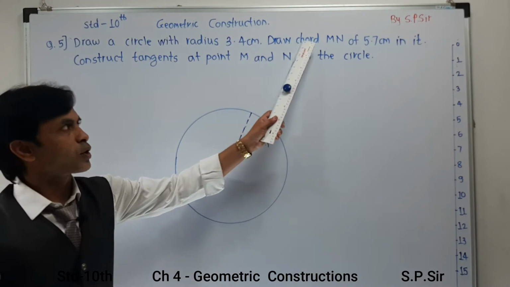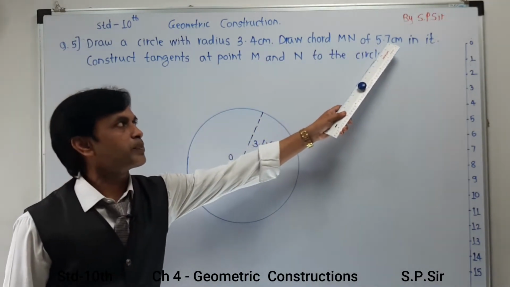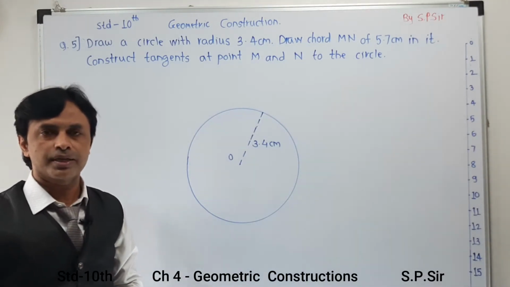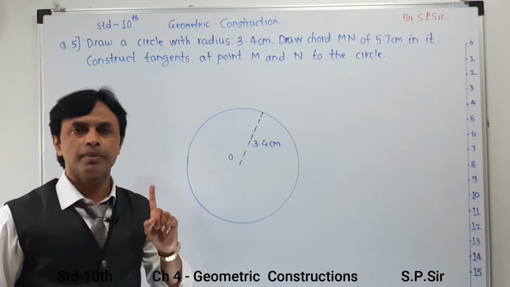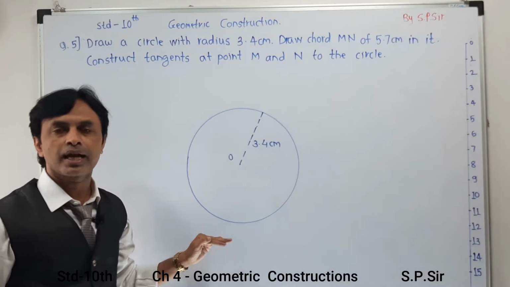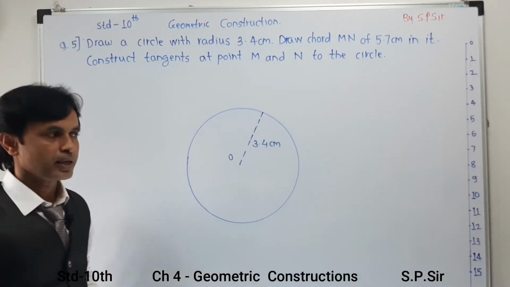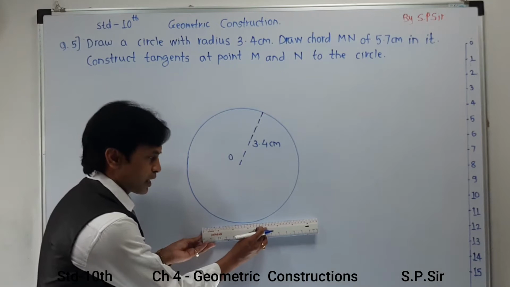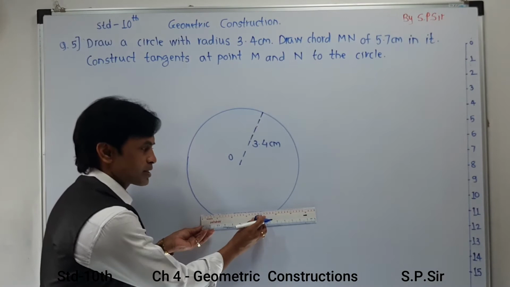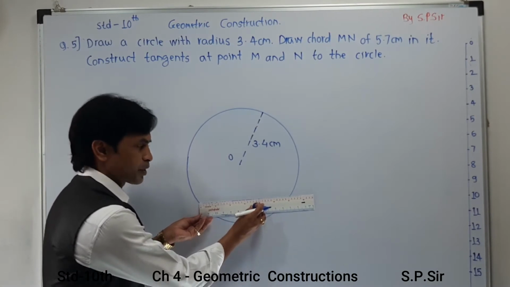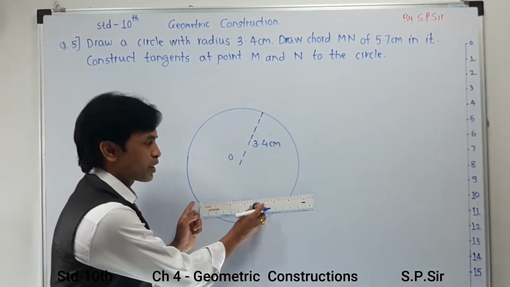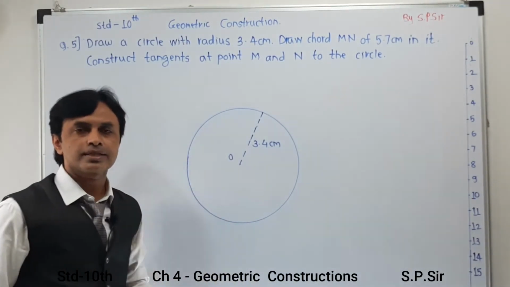Now as per the condition, draw a chord MN of 5.7 centimeter. For this part you have two tricks. The first trick is that, as you have drawn your circle, definitely horizontal lines are available on your answer paper. You can keep a scale parallel to any horizontal line, slightly move it in the upward direction, and take the precaution that your 0 is over here and 5.7 is over here. In this way you can draw a straight horizontal line. This is the first method.